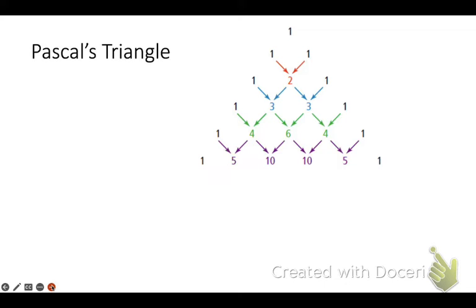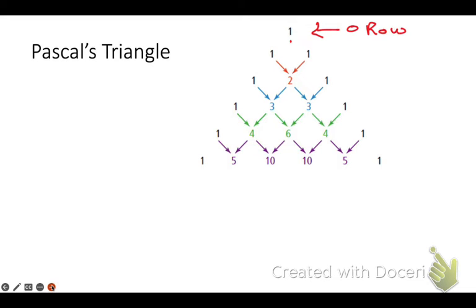So the second part of section 3.3 is Pascal's triangle. We're using special identities of polynomials to help us do things quicker. Pascal's triangle is this, and it keeps going forever. You start with 1 at the top. It's called the 0 row.